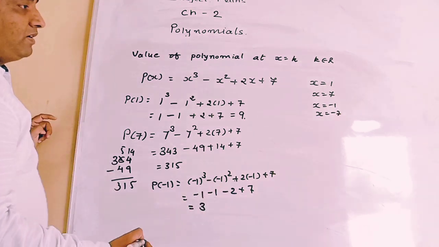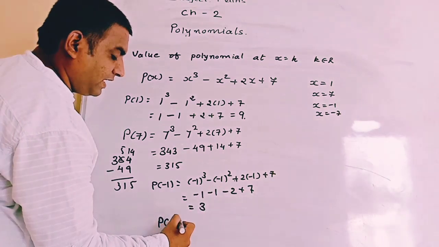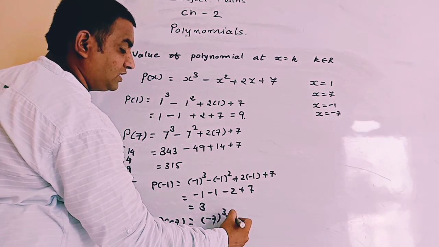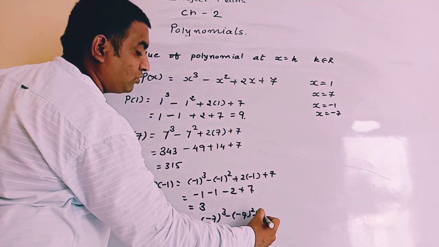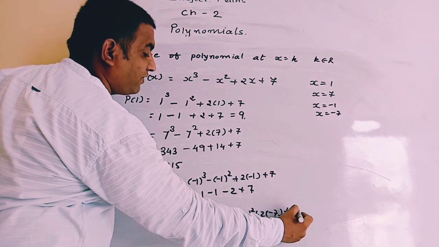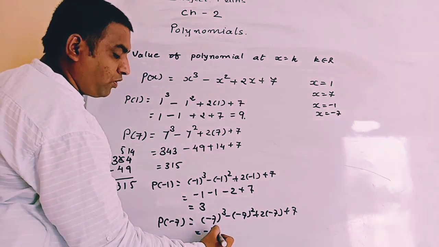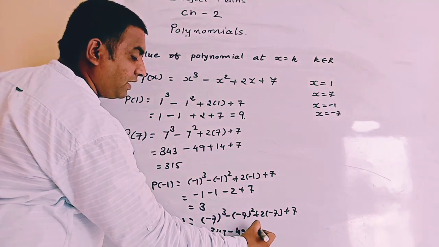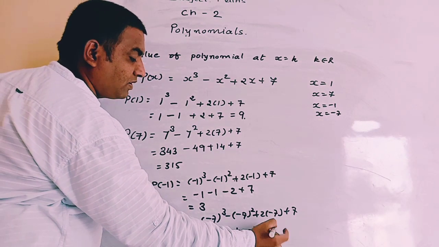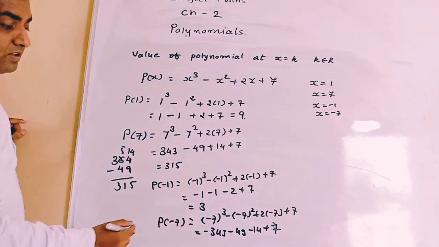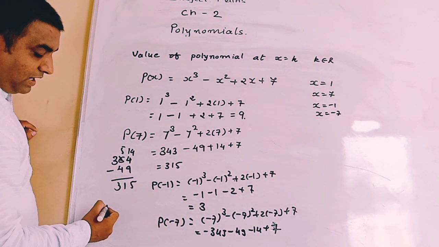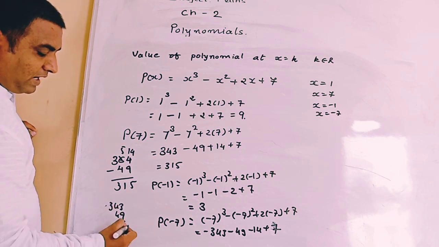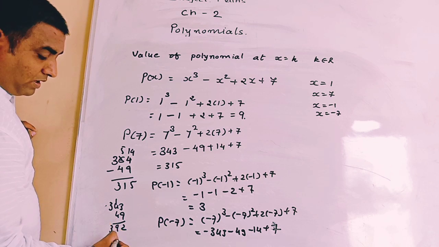So minus 1 minus 1 minus 2 is minus 4, plus 7, it is 3. And p of minus 7 we take, then x is replaced by minus 7, so minus 7 cube minus minus 7 square plus 2 into minus 7 plus 7. So here again minus 343, minus 7 square will be plus 49 minus 14 plus 7.